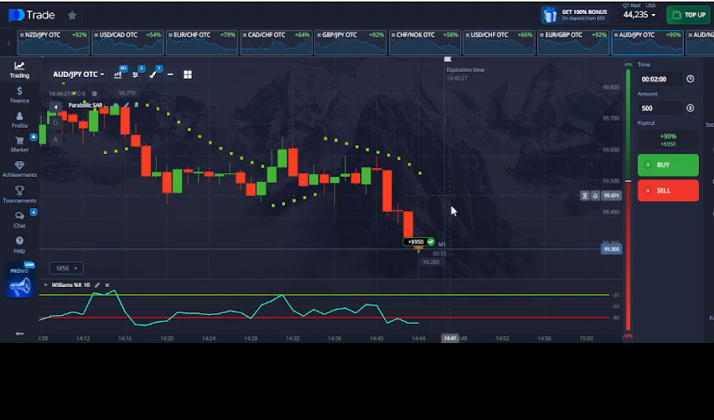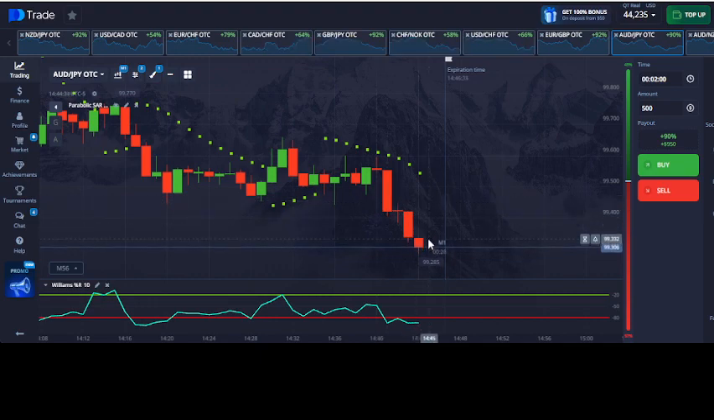Okay, so we won that trade. All right, so the red candle broke below the level of support, also suggesting a breakout to the downside. So let me pause the video and look for the next setup.